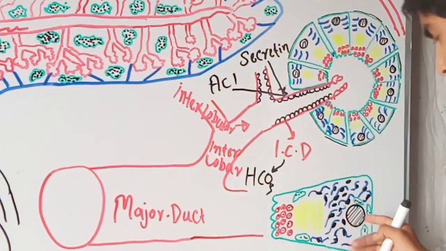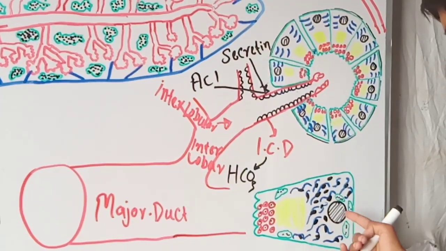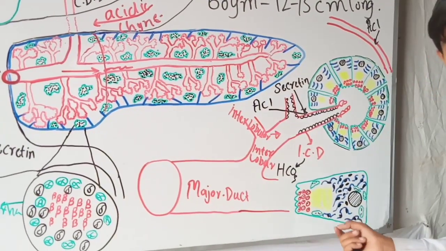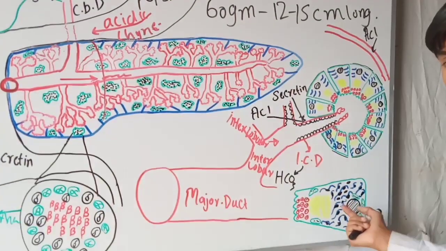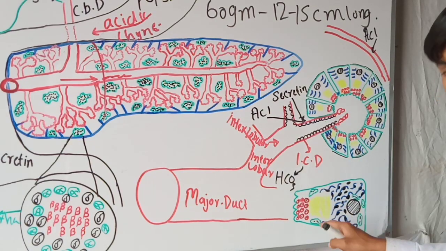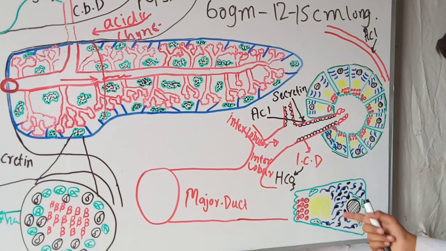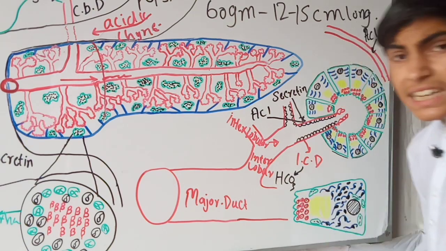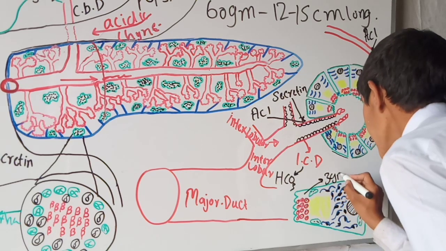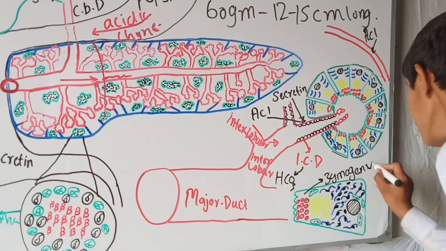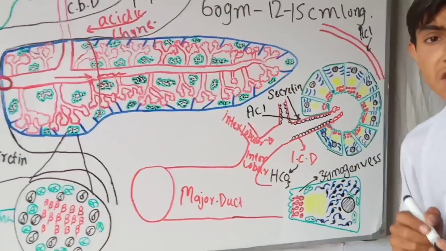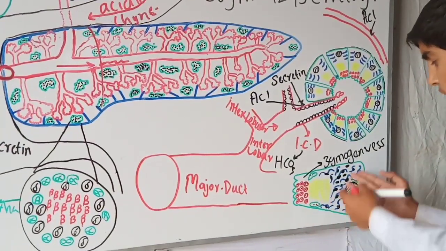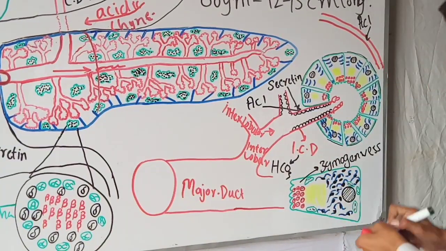Okay, so when the message comes through the messenger RNA from the nucleus, it stimulates the synthesis of the peptide chain by the ribosome with the help of the endoplasmic reticulum. Then the endoplasmic reticulum sends these peptide chains to the Golgi apparatus, where they are modified again and converted into vesicle-like structures. These vesicles are called zymogen vesicles, also called secretory vesicles. When these peptide chains were synthesized, they were all pro-enzymes. Now they are modified and converted into zymogen vesicles, and they are stored in this portion until the stimulus comes.